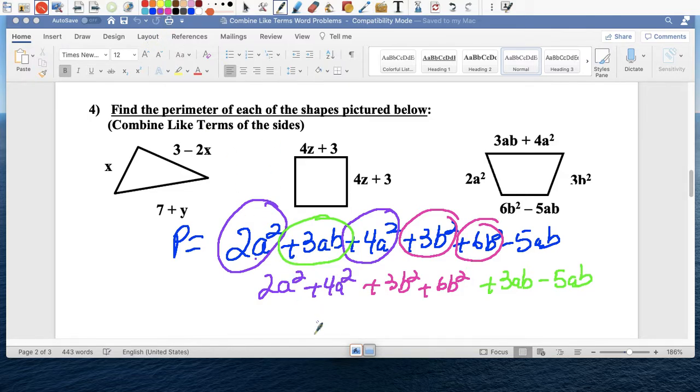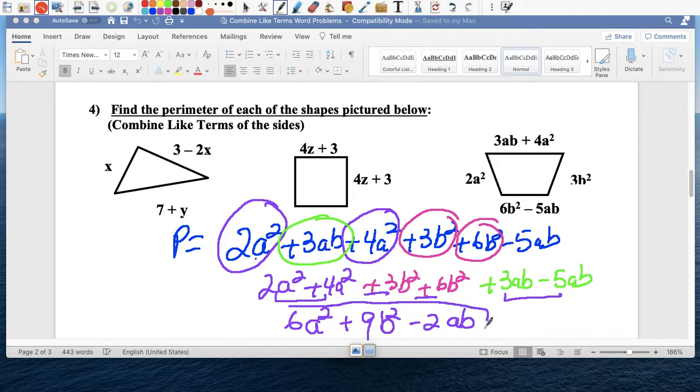So a squared, let's write the a squared. Add the 2 and 4, get 6. This is b squared, so let's add. We get positive 3 and positive 6. It's going to be positive 9. And then this is going to be something ab. And let's do 3 minus 5. And what's 3 minus 5? Negative 2. So there's your answer.